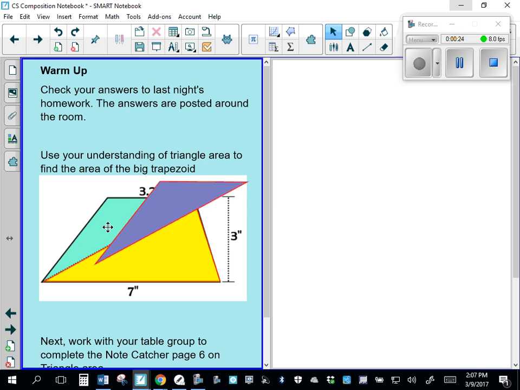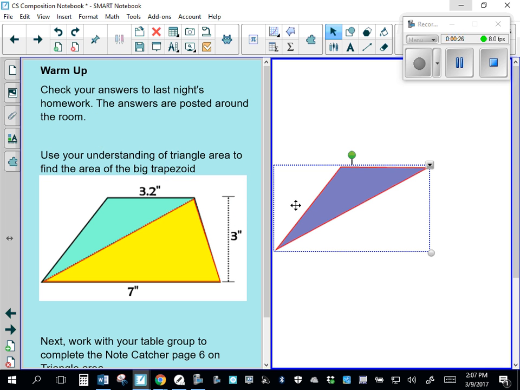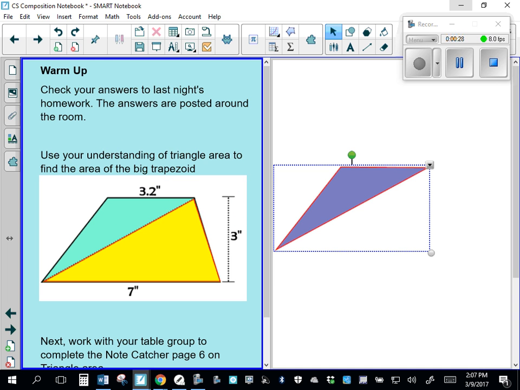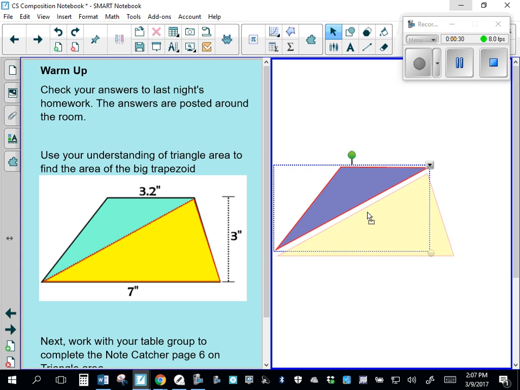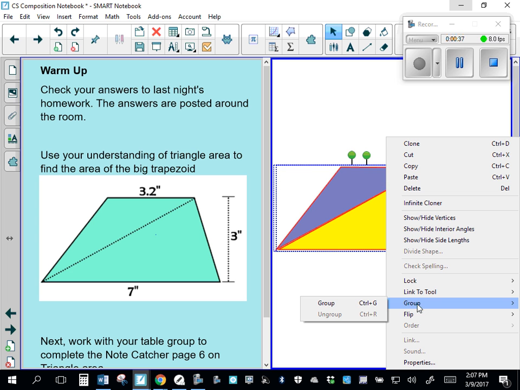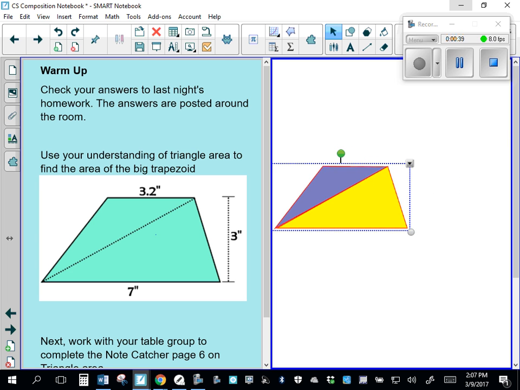So I'm going to move those triangles over here so we can use two triangles to figure out the area of a trapezoid. Okay? But because of my board space, I'm just going to make them a little bit smaller now that you know where they came from. So I'm going to shrink it up.